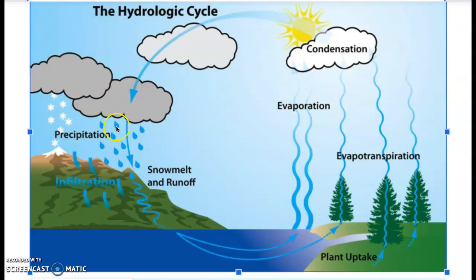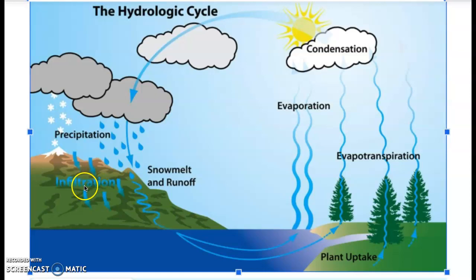With the precipitation, you know that you can have frozen precipitation, which is snow or sleet or hail, and you can have the liquid precipitation, which would be your rain. Now, when this comes to the ground, it doesn't just necessarily sit there.